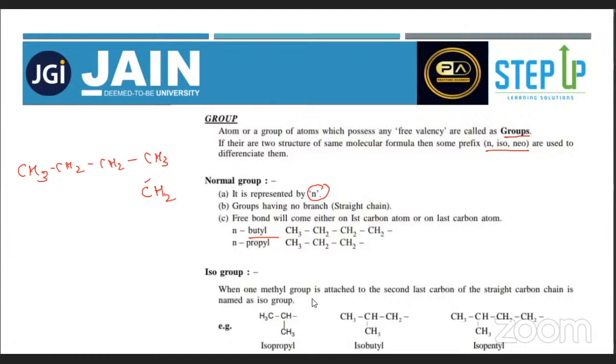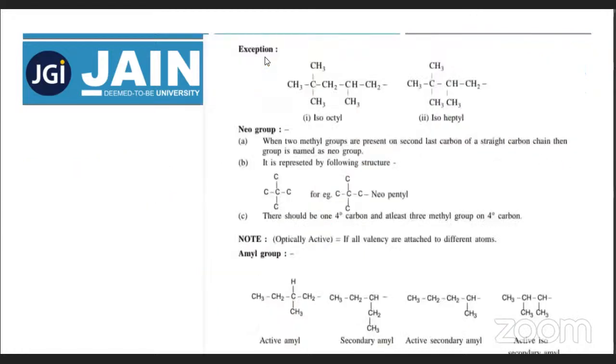Iso group is when one methyl group is attached to the second last carbon of the straight carbon chain. Second last carbon. Here also second last carbon. So when we have one methyl group present on the second last carbon, that is known as the iso group. This is important. Iso, neo, secondary, all this is important.